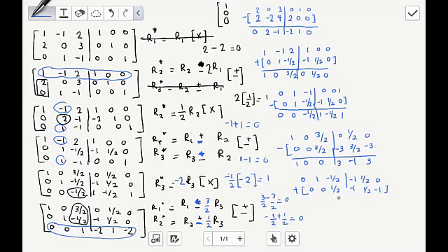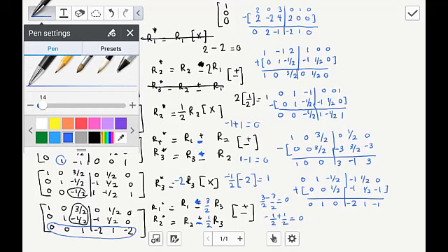Okay, so what are you going to do? You're going to add this. So you'll be getting 0, 1, 0. Okay, negative 1 plus negative 1, we will be getting negative 2. 1 over 2 plus 1 over 2, 1, and negative 1. Okay, so this is your new row 1 and row 2. No changes on row 3.